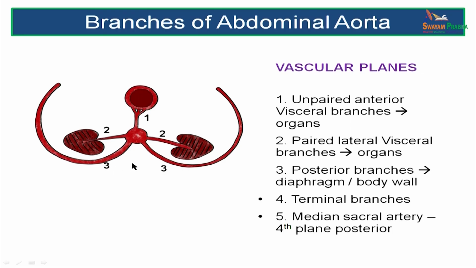There are another 2 sets of branches, the terminal branches, that is the 2 common iliac arteries, and the median sacral artery, which lie in another plane inferiorly.